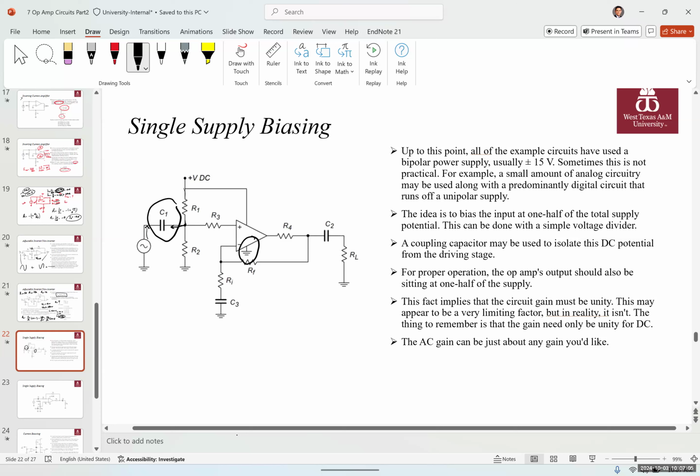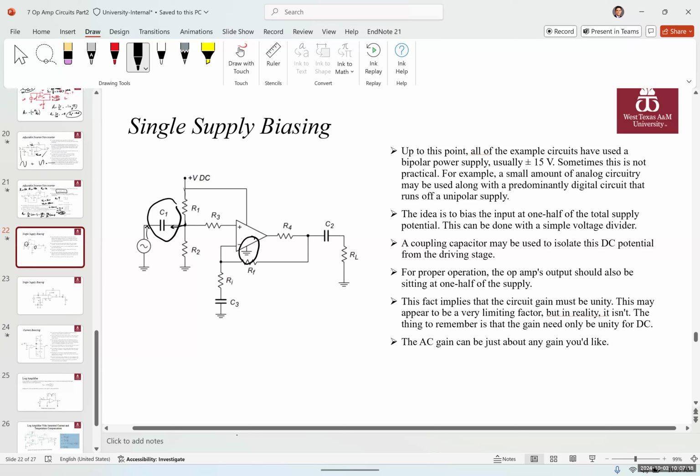But if you have a complicated analog signal that requires both the positive and negative cycles, this is not going to work well. For example, a very good audio amplifier is not going to perform that well.